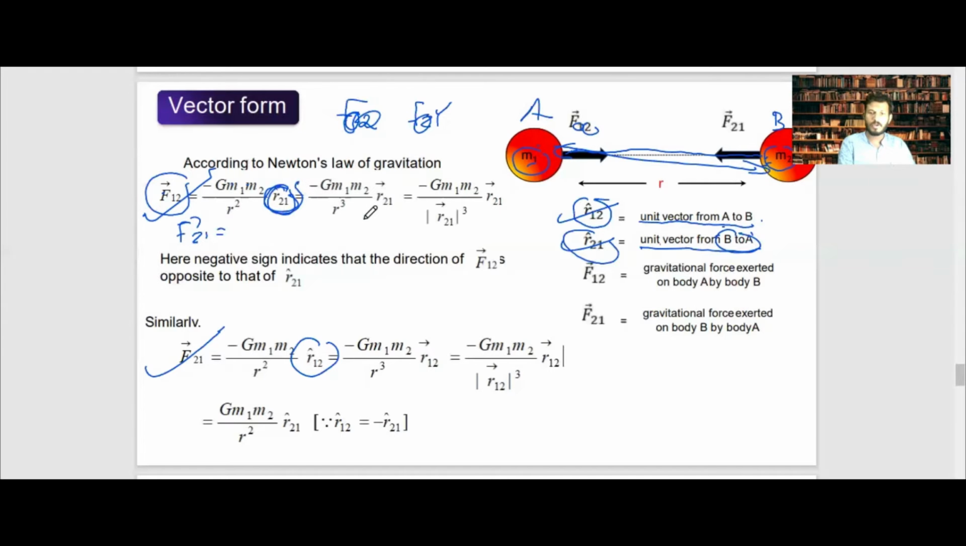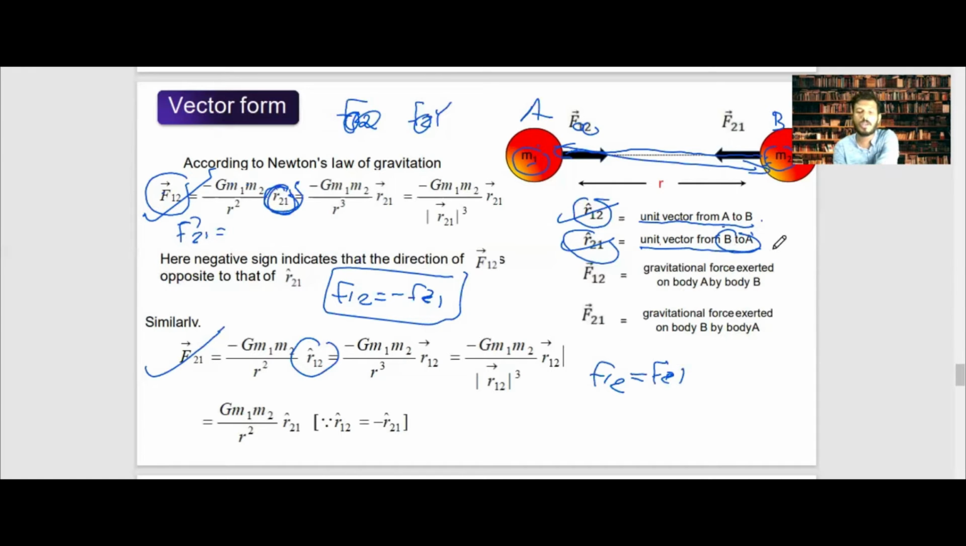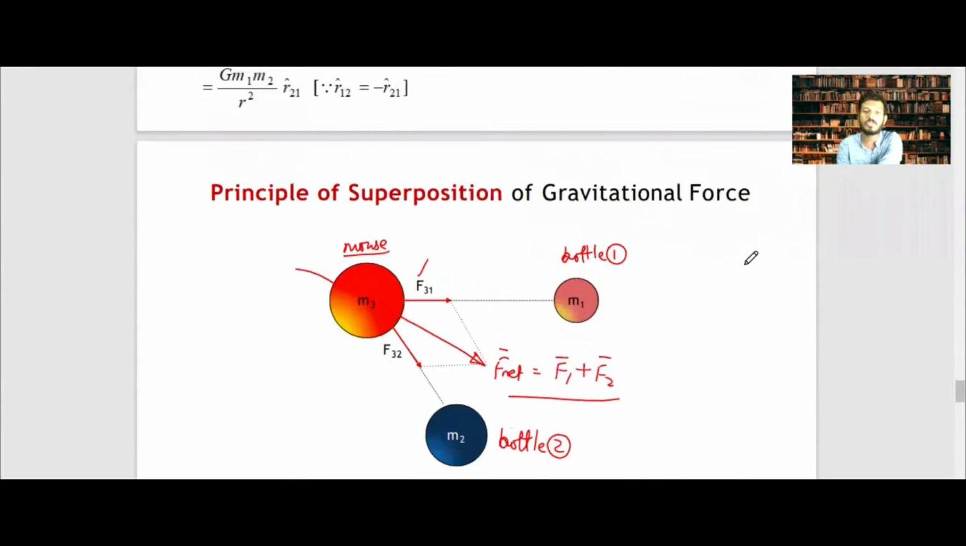It's not very important, but there is a concept, that is F12 equals minus F21. What does it mean? Both the forces are equal and opposite. That is Newton's third law. Both the forces, which are the forces? F12, force on 1 due to 2. F21, force on 2 due to 1. Both are equal in magnitude, but they are in opposite directions.